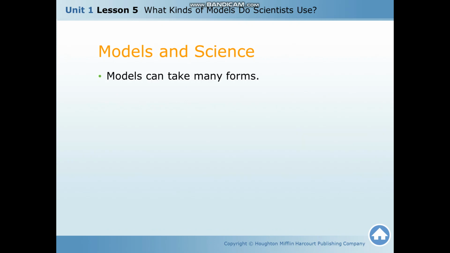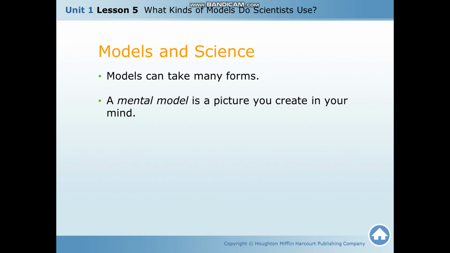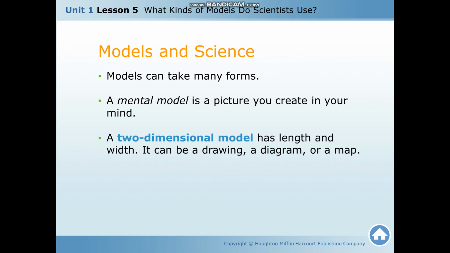Models can take many forms. First is a mental model, which is a picture you create in your mind. It is something that you think of, something that you visualize, something that you form in your mind. That's why it's called a mental model. Mental means relating to the mind.